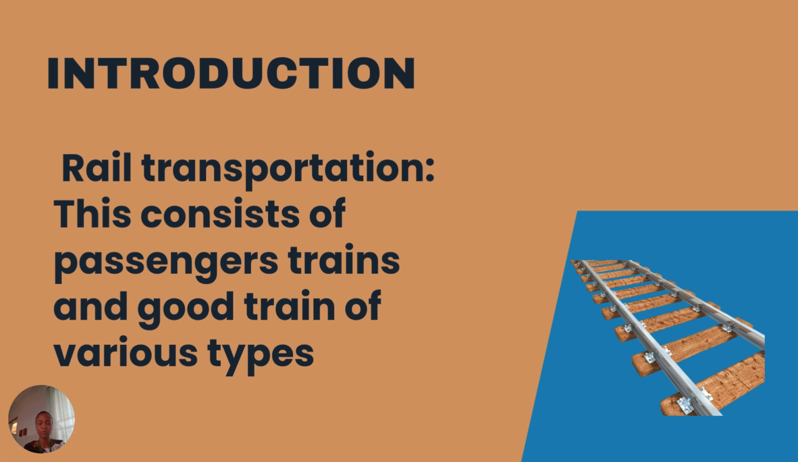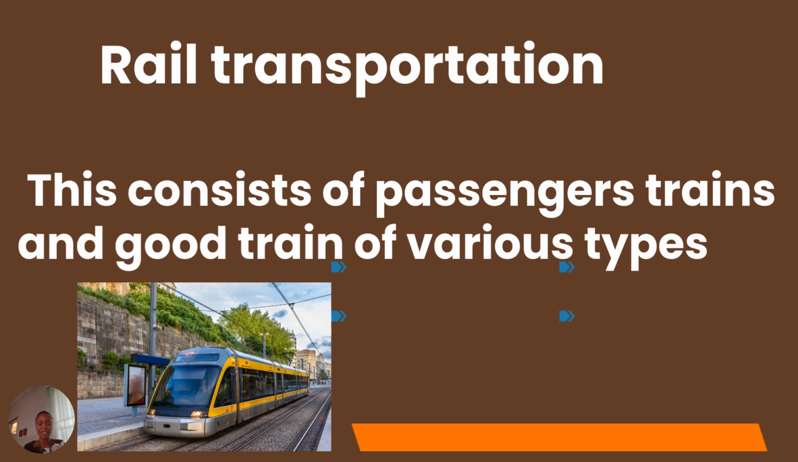What is rail transportation? This consists of passenger trains and goods trains of various types. That is, it's all about trains. When we talk about road, we're talking about cars, vehicles, buses, trailers. There are some vehicles that are meant for the road and some that are not. So this train consists of passenger trains and goods trains of various types.